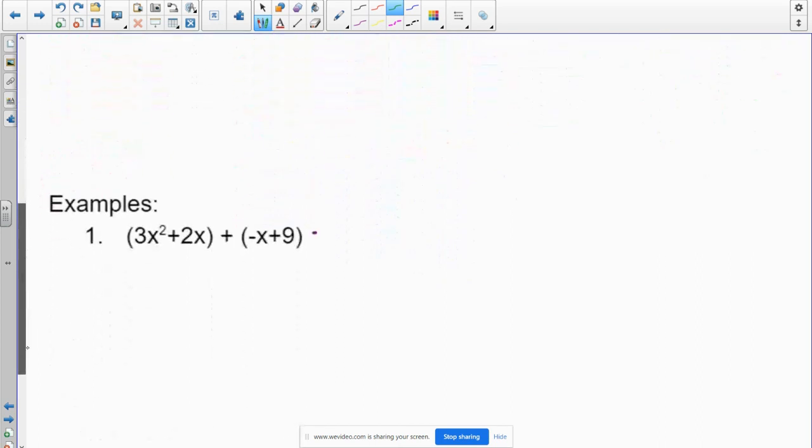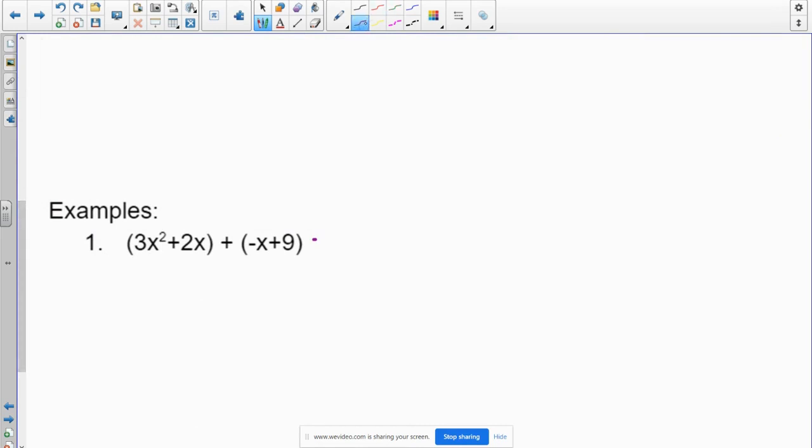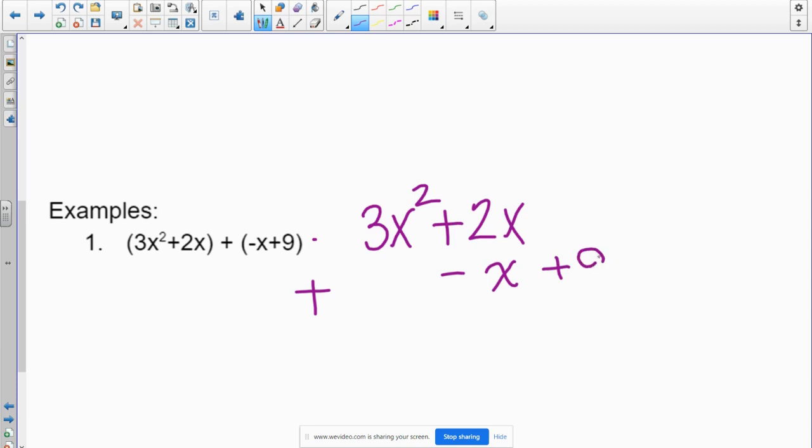So let's look at a couple examples of that. Let's add 3x squared plus 2x. And then we're going to add to that negative x plus 9. So we have to line that up. 2x and negative x are like terms. Since there's no constant on the top one, we're just going to put it in again. Most of the time we write these in standard form like we learned in the last lesson. So we start with the highest degree and then we go down in descending order.